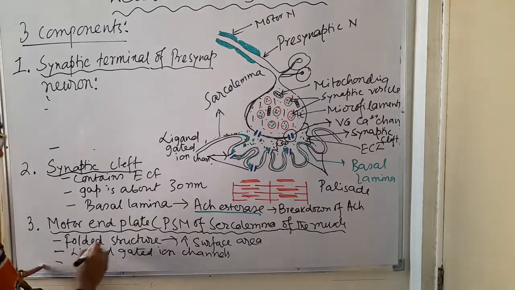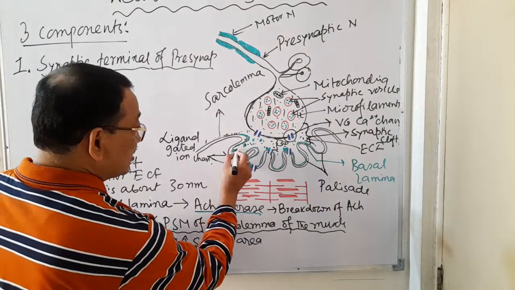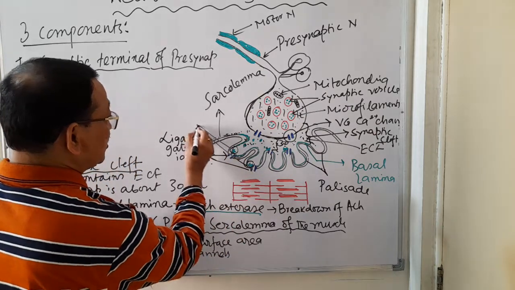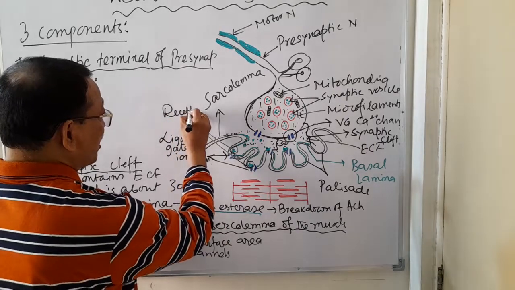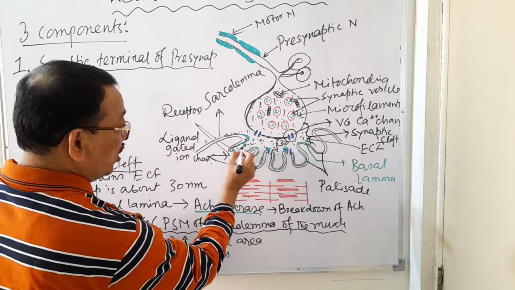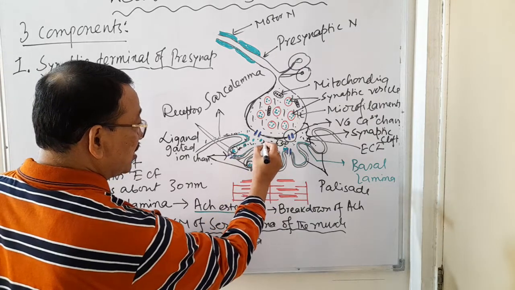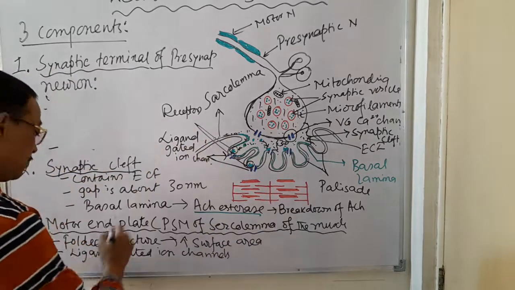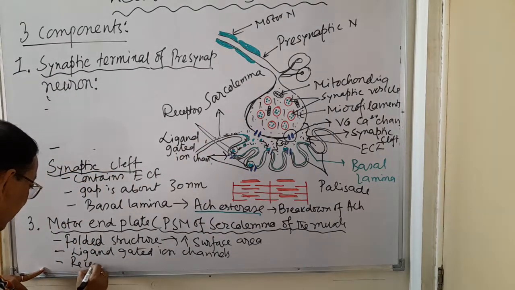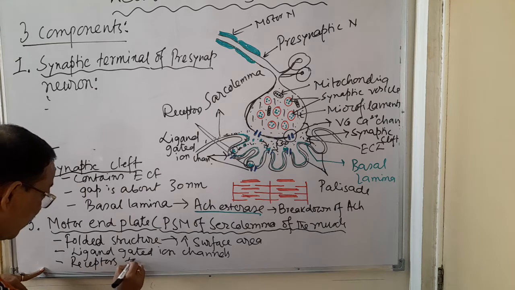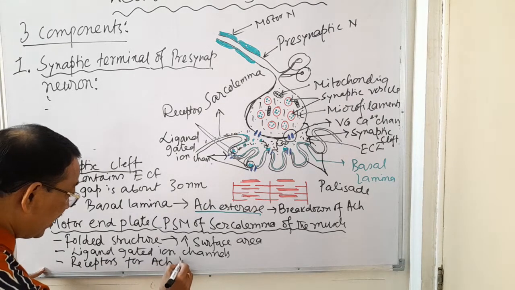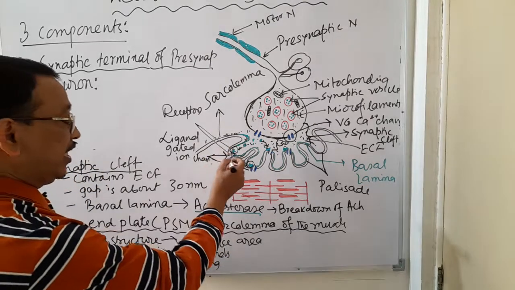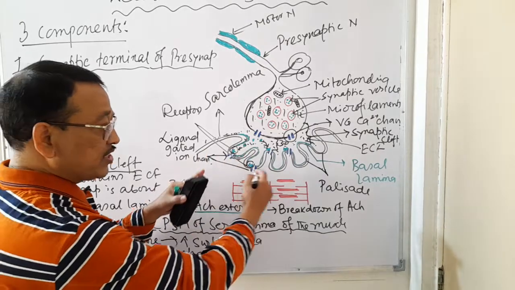And the third component of these things is the receptor. So here you see this is the receptor, this is the receptor, on which the neurotransmitter acetylcholine binds. So these are the neurotransmitter acetylcholine which will bind with the receptor. So receptors for acetylcholine binding are also there. For the neurotransmitter acetylcholine binding, there are some receptors present on the membrane.